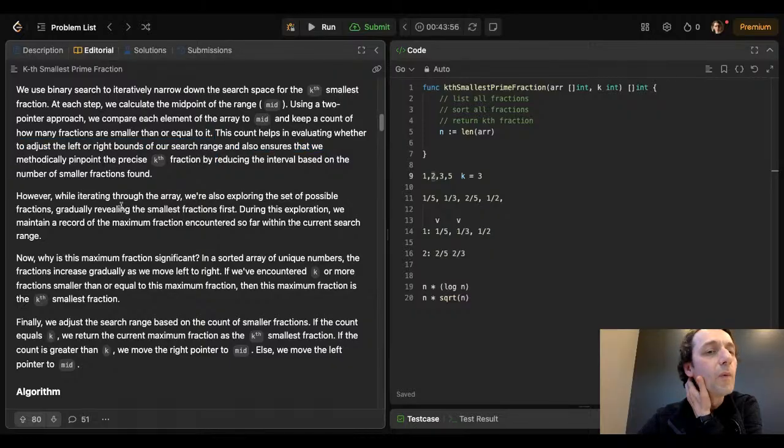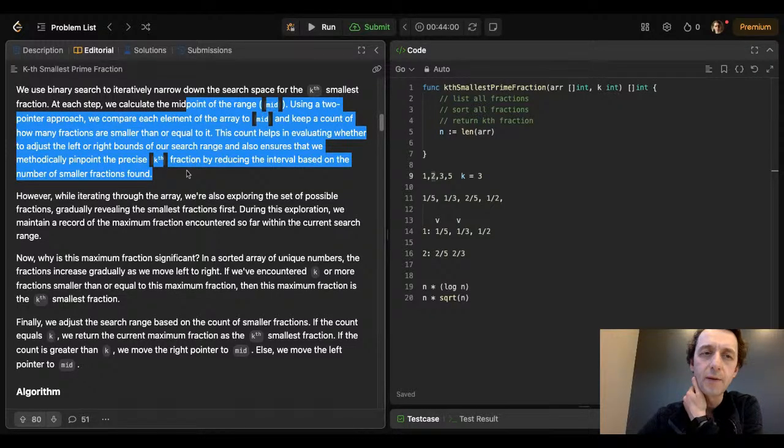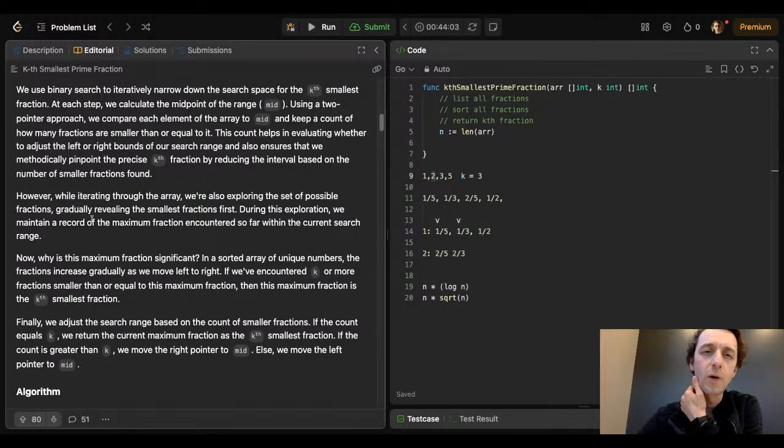However, while iterating through the array, okay, I don't fully understand this part, but let's go. We're also exploring the set of possible fractions, the smallest fraction first.